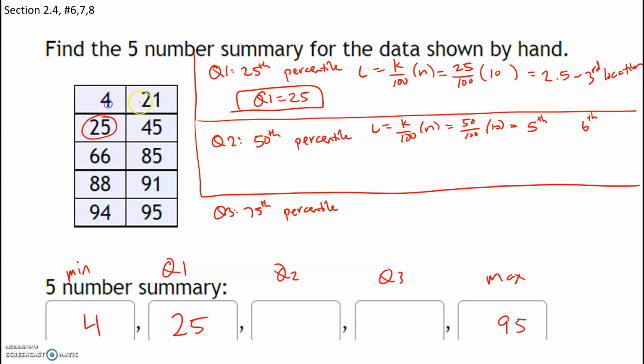So my 5th location, 1, 2, 3, 4, 5, is going to be 66. But I also have to take the 6th location, which is 85. In order to find their average, I'm going to add these and divide by 2. So do it in 2 steps. First, take 66 and add 85 to it, which gives you 151. And then you divide this by 2, which gives you 75.5. So my Q2 is going to be 75.5.